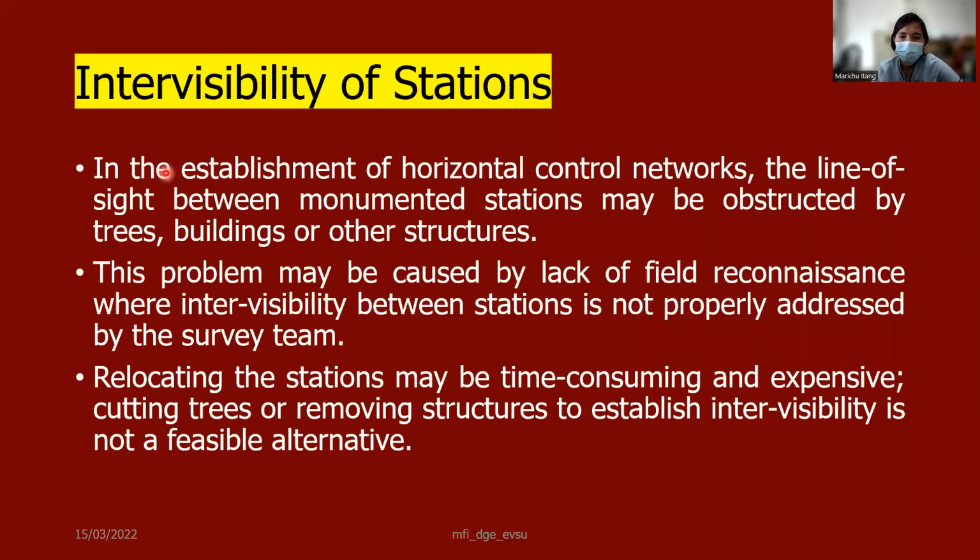In the establishment of the horizontal control network, the line of sight between the monumented stations, which means those already with monuments, may be obstructed by trees, buildings, and other structures. So it is not only the topography itself that obstructs, it can also be buildings. For example, the group that conducted control in downtown Tacloban, which is full of buildings, found it impossible to target the other points without obstruction, since it's downtown with a lot of infrastructure.